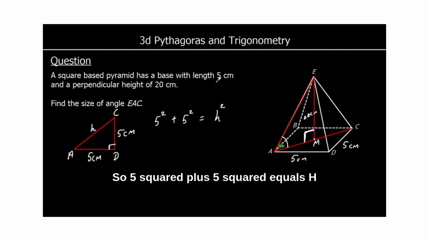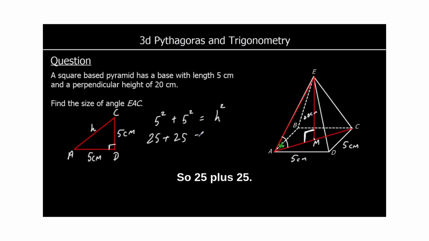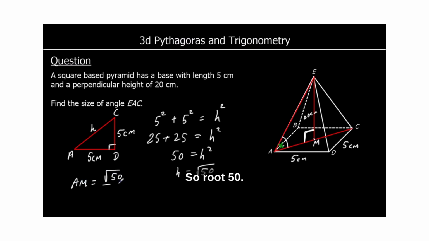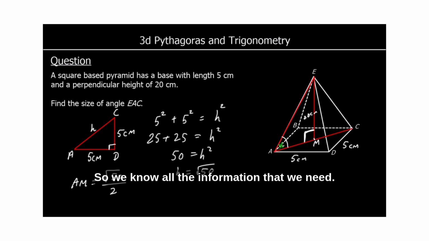So 5 squared plus 5 squared equals h squared. So 25 plus 25 equals h squared, so h squared is 50. So h is root 50, which means A to C is root 50. So A to M is half of root 50, so root 50 over 2. And now we've got our right angle triangle, so we know all the information that we need.